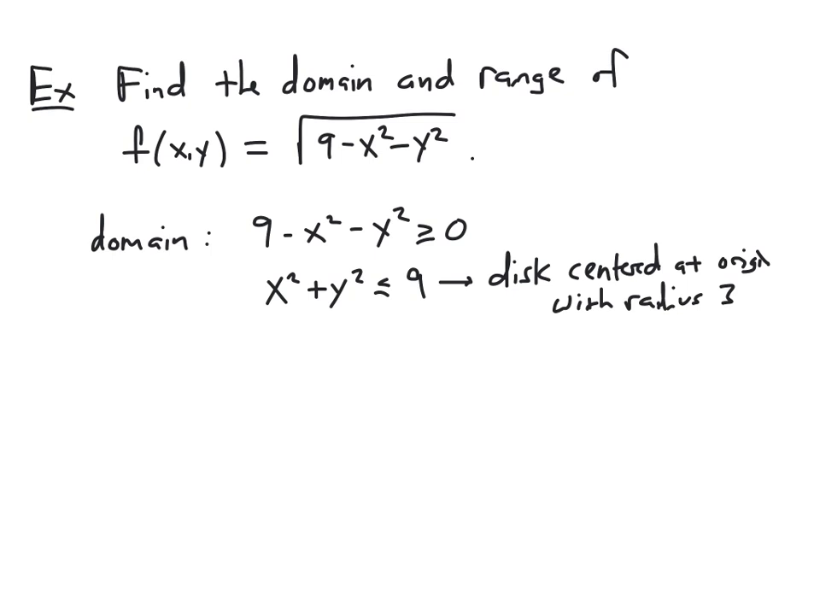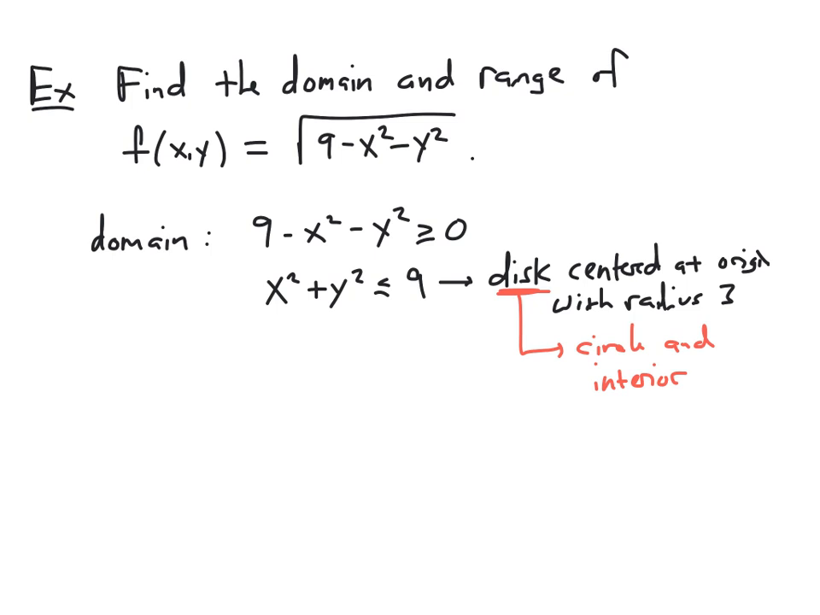Now I use the word disk here instead of circle. A disk, when we're talking about a disk, we're talking about the circle and the interior. Geometrically, when we talk about the circle, we're just talking about the points on the circle. That would be x squared plus y squared equals 9. But we want x squared plus y squared less than or equal to 9. So the less than 9 will give us the interior of that circle.